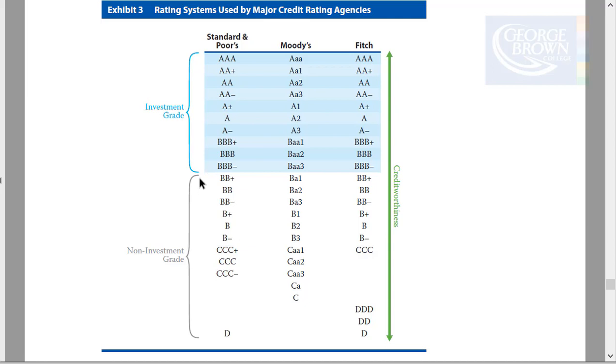So you can see here for Standard & Poor's, the lowest investment grade is BBB-. For Moody's, Baa3, and for Fitch, again, BBB-. So if you move down to BB+, that's considered to be non-investment grade, or high-yield junk bonds.